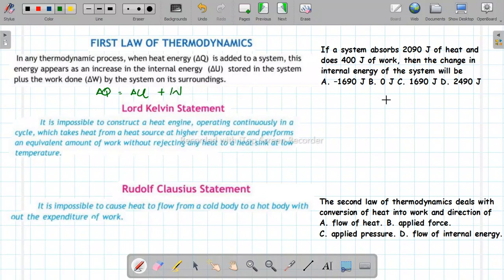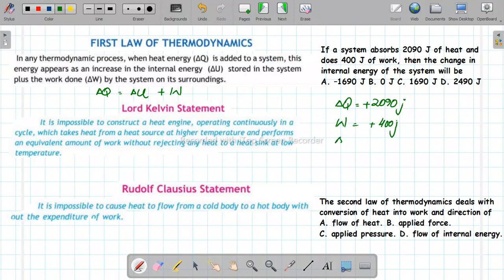Let's just use this equation to answer this question. If a system absorbs 2090 joules of heat, the heat absorbed by the system is 2090 joules. Following the convention, whenever the heat is absorbed by the system and work is done by the system, we'll take them positive. And whenever the heat is extracted from the system or work is done on the system, we'll take them negative, right? So since this is the heat absorbed by the system, we'll take it to be positive, and then the system does 400 joules of work. So work done by the system is plus 400 joules.